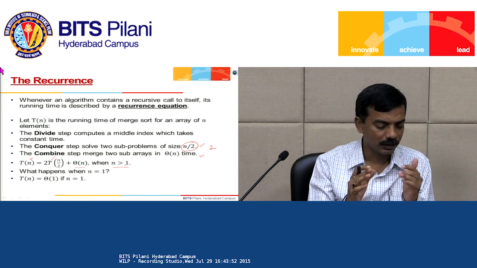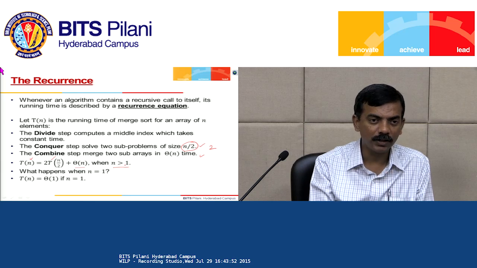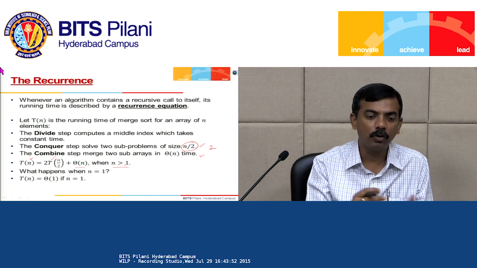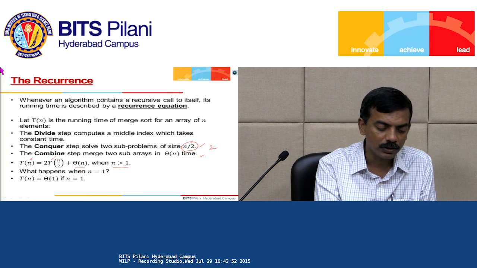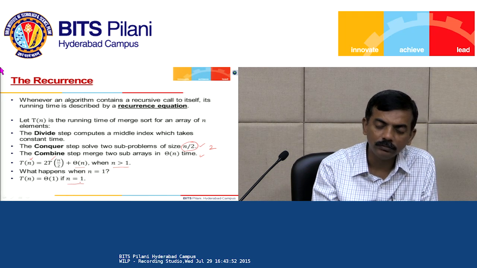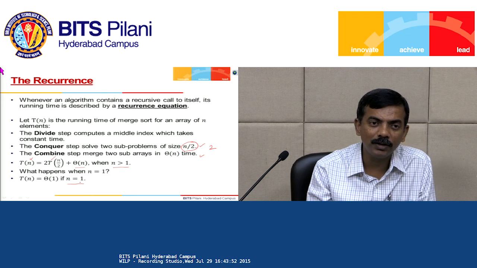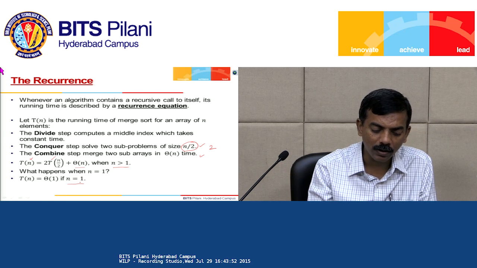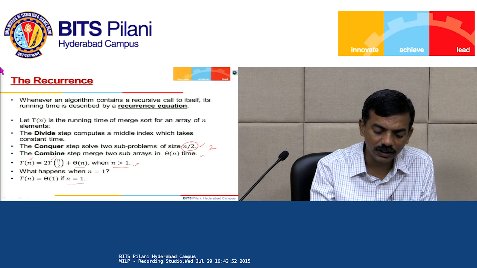Okay, so one element is there, it's sorted in itself, we are done. So how much time that takes? Again, constant amount of time. So T(n) is equal to theta of 1 if n is equal to 1. Okay, so if there is only one element, T(n) will take theta of 1 time. So this is important. Both of these conditions are important.